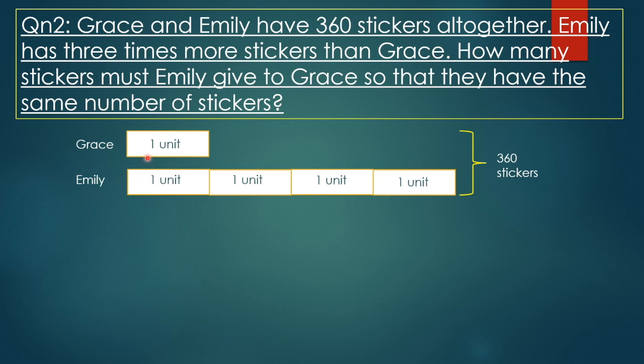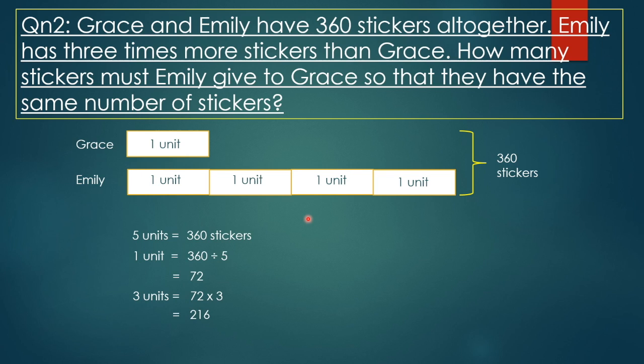So here you can tell that 1 plus 1 plus 1 plus 1 plus 1 equals 5 units. 5 units equals 360 stickers. So 1 unit equals 360 divided by 5. And that gives you, correct, 72 stickers. And Emily has 3 units more. So 3 units equals 72 times 3. And that gives you 216.